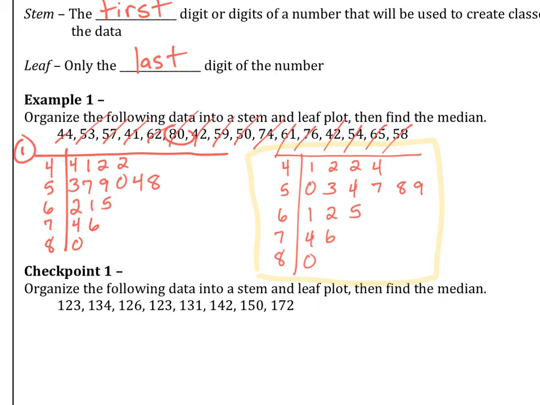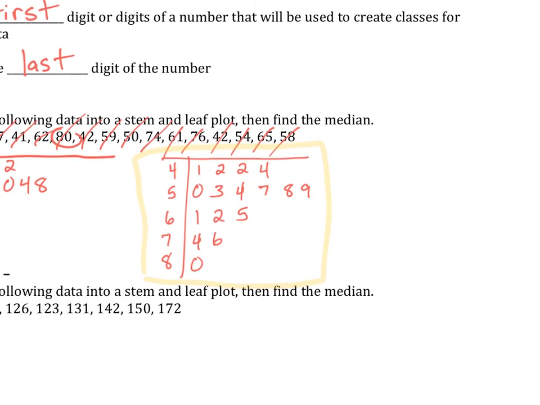Okay, and then the last step says to find the median. So over here, I'm going to find the median. To find the median, you got to work your way to the middle. So I'm going to take a highlighter and work my way towards the middle. I'm going to use green.